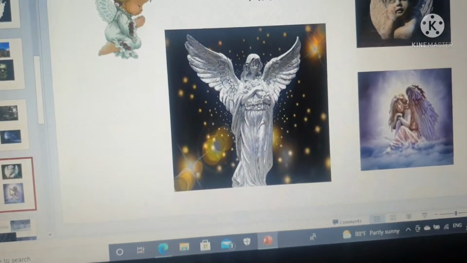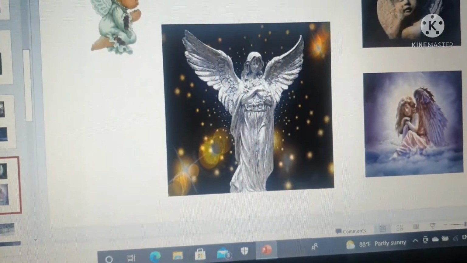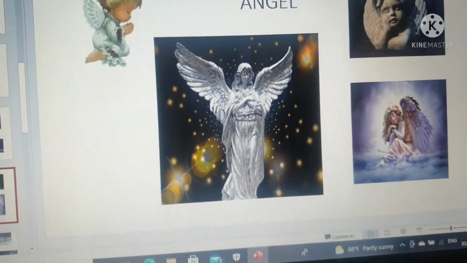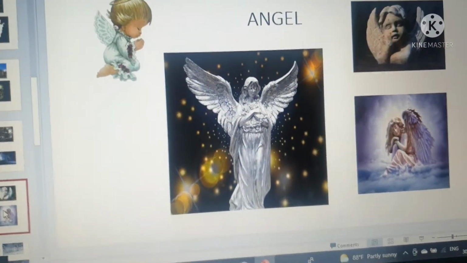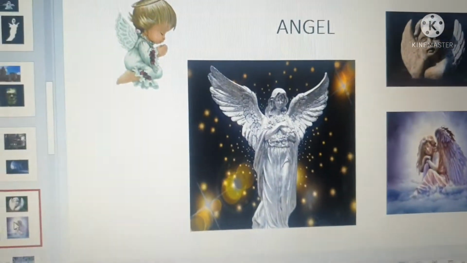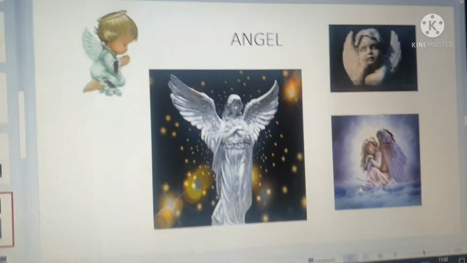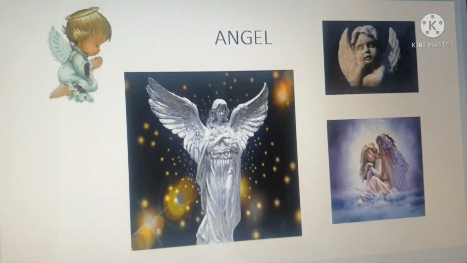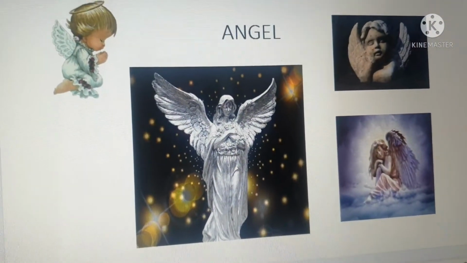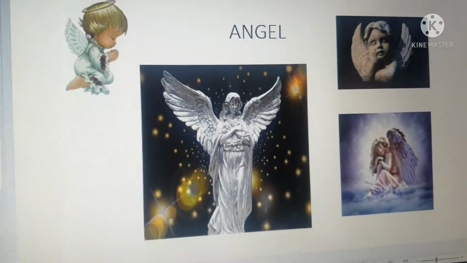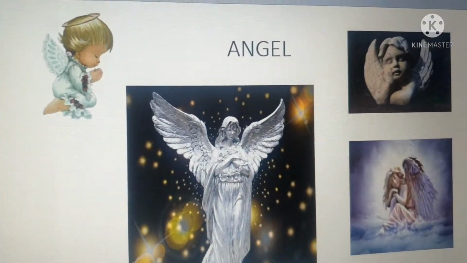Okay, next is angel. Actually, Halloween is not all about evils, about scary stuff. There's also something like this. An angel. Okay. So angel. It's beautiful.